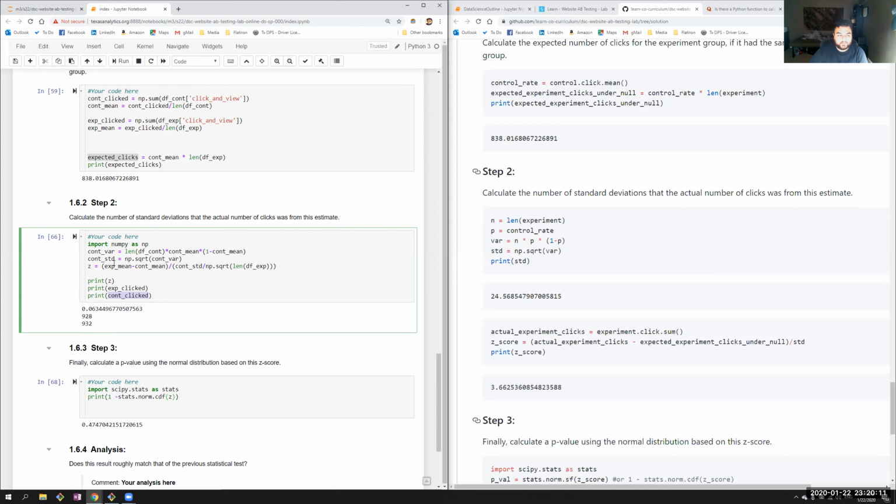Number of, okay. Import, okay. What am I doing wrong? So N is the length of the experiment. Okay, fair enough. P is the control rate. What the hell is the control rate? That's the mean. Yeah, okay. So that's the mean, the probability. I call that control mean. Okay. Var is equal to N times P times 1 minus P.